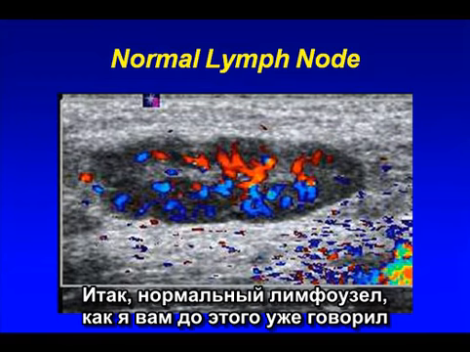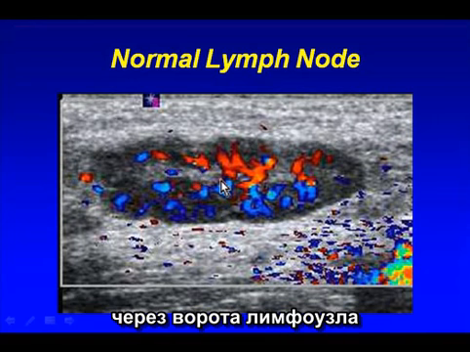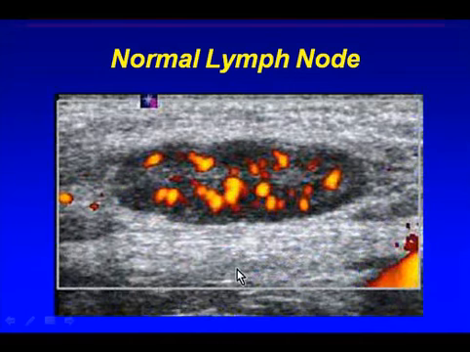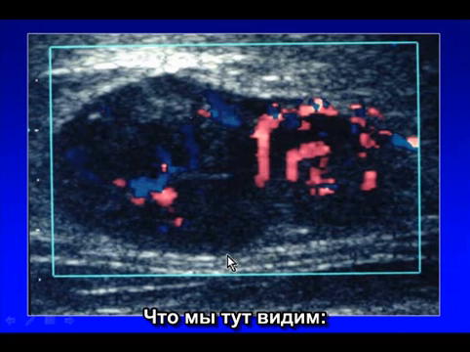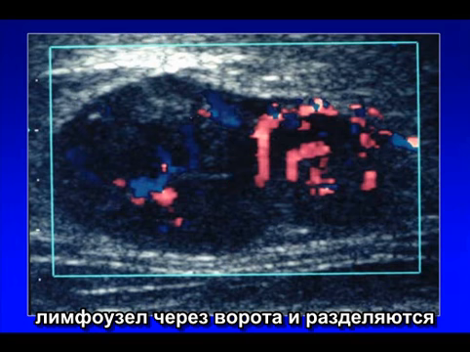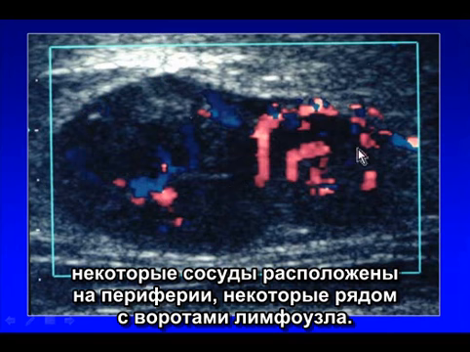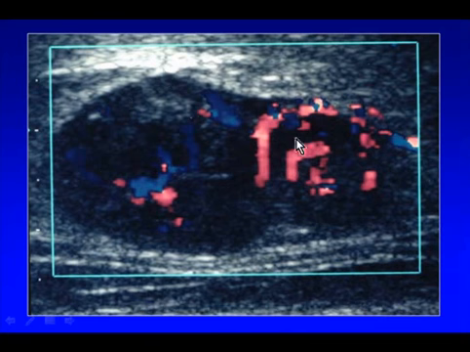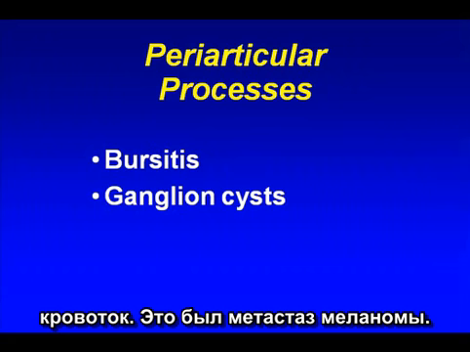Now, normal lymph nodes, I told you before, have sort of a monotonous flow pattern. And so on Doppler, we will see vessels coming into the hilum and monotonously branching within the lymph node. And here it is on power Doppler. Now here's a malignant lymph node. Again, rather than a vessel coming in at the hilum and branching homogeneously, we have irregular vessels all through this lesion. Some of them are at the periphery, some of them are more hilar. The echogenic hilum is gone, of course, but we see this very irregular flow, and this was a melanoma metastasis.